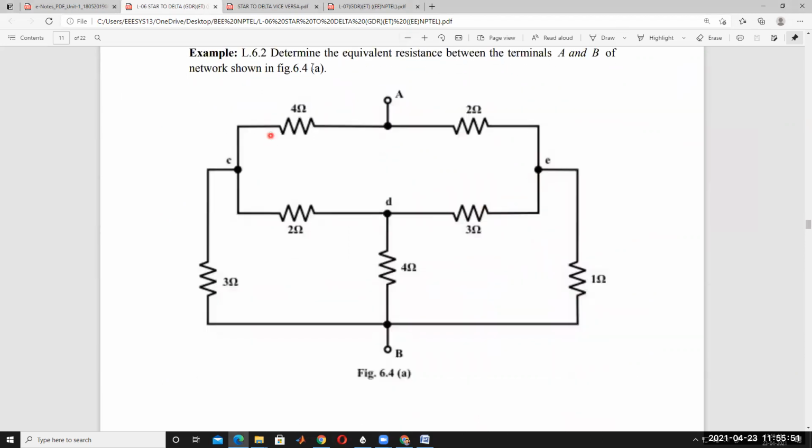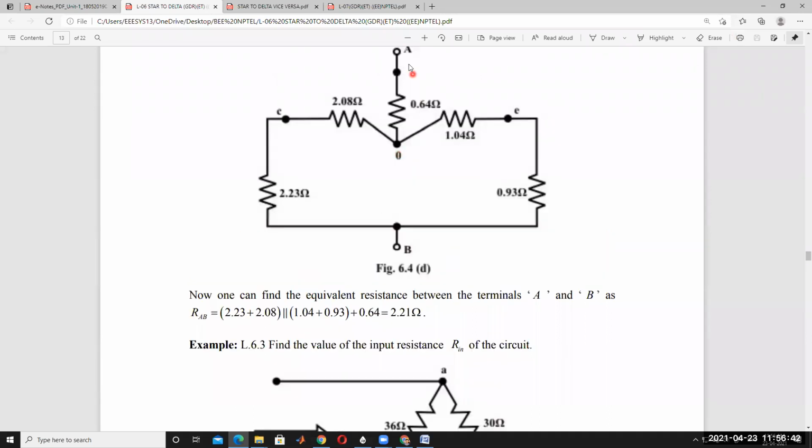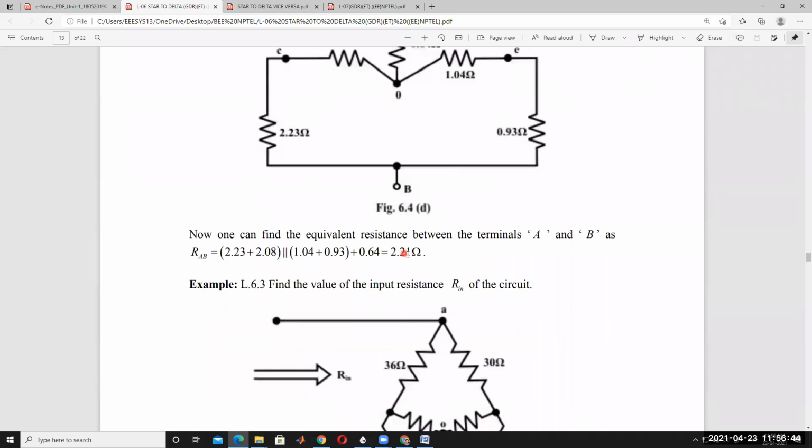This is also an assignment. Determine the equivalent resistance between terminals A and B of the network shown. So convert this, it looks like a star now. Convert the star to delta and the delta to star using transformation techniques. Find the equivalent resistance between A and B. Understood? So RAB, the resistance between the terminals A and B, is nothing but 2.21. Okay, this is the assignment question.